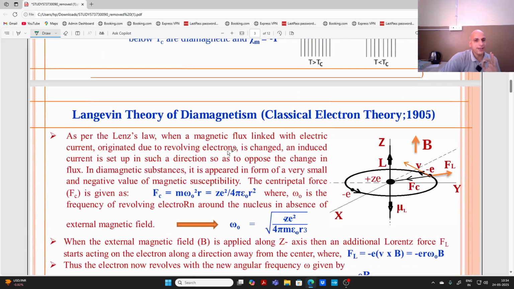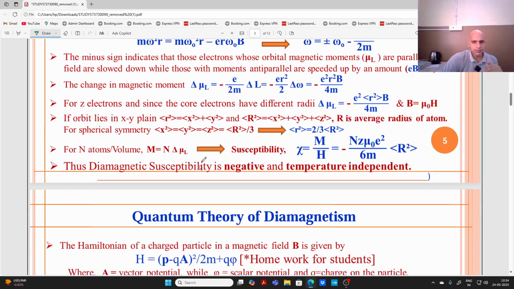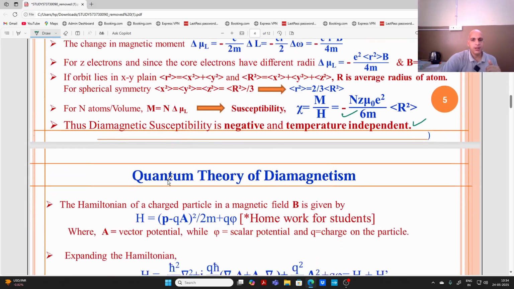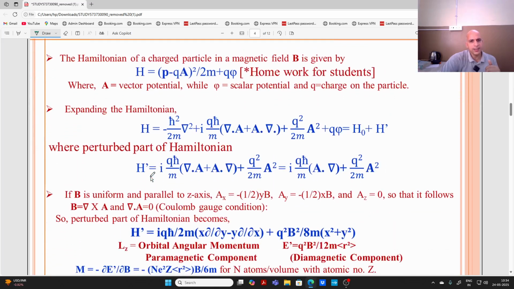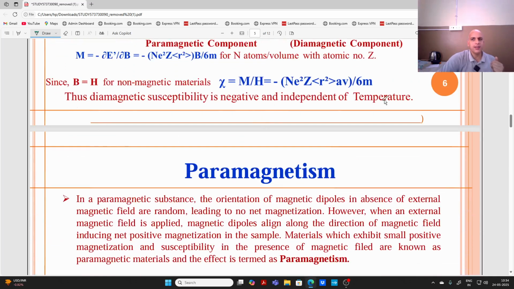Then we have Langevin's theory of diamagnetism, which we call the classical theory. This theory again proved that zeta is equal to M upon H, and it is negative. That was predicted: the susceptibility is negative and temperature independent. It has nothing to do with the temperature. So this is the mathematical part, but we have to remember only the important results. Now the quantum theory of diamagnetism again proved the same thing, that the susceptibility is negative and temperature independent.